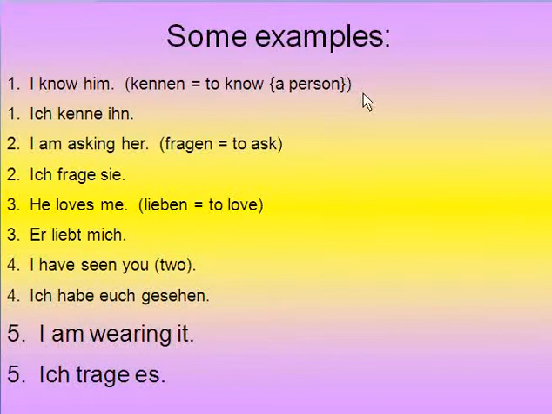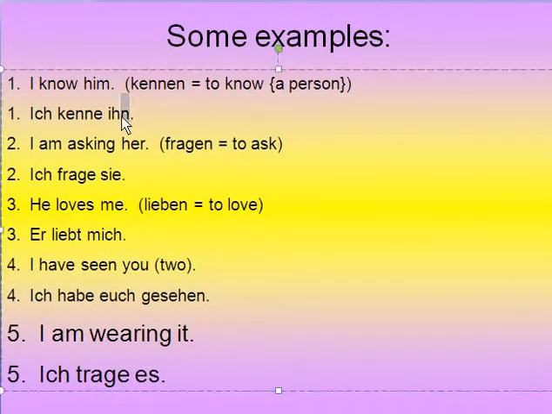Okay, so here are some examples. I know him is the English, and in German that is ich kenne ihn. Okay, so that's er has changed there from er in the nominative to ihn, I know him. This second sentence, I am asking her, is ich frage sie. The sie doesn't change because sie is the same in nominative and accusative.